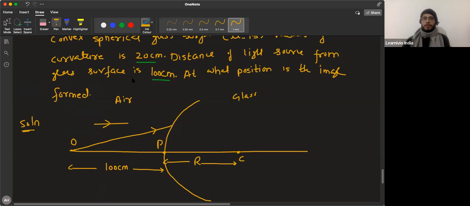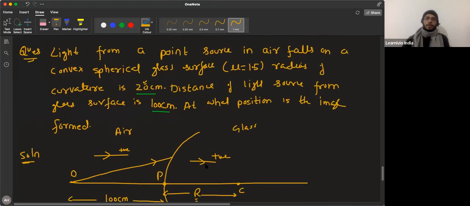Radius of curvature is 20 centimeter. So, Sanya, can you decide the sign of R? Will it be positive or negative? This is positive direction. Negative? See, we always start from P and go to C. The starting point is always P. When you start from P and go to C, in which direction are you moving, right or left? The right hand side. And is the right side positive or negative? Positive, the direction of light. So R will be plus 20 centimeters.